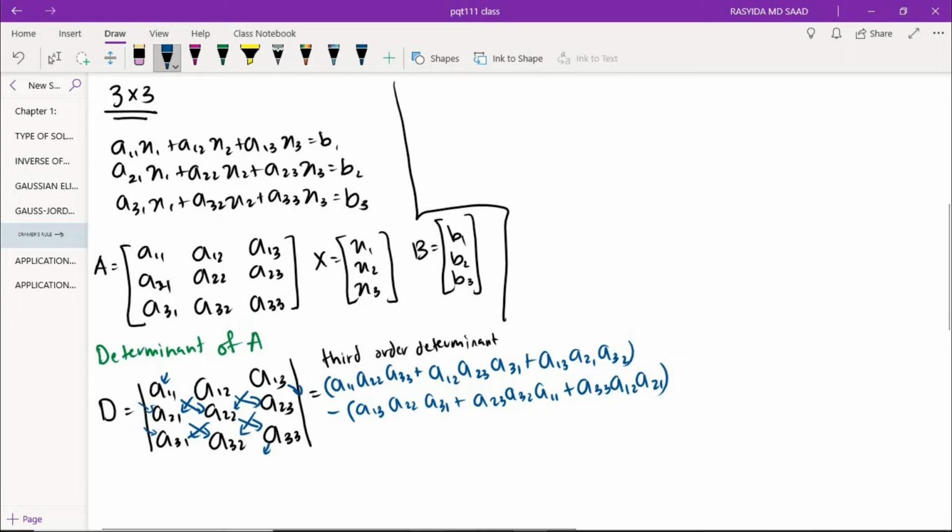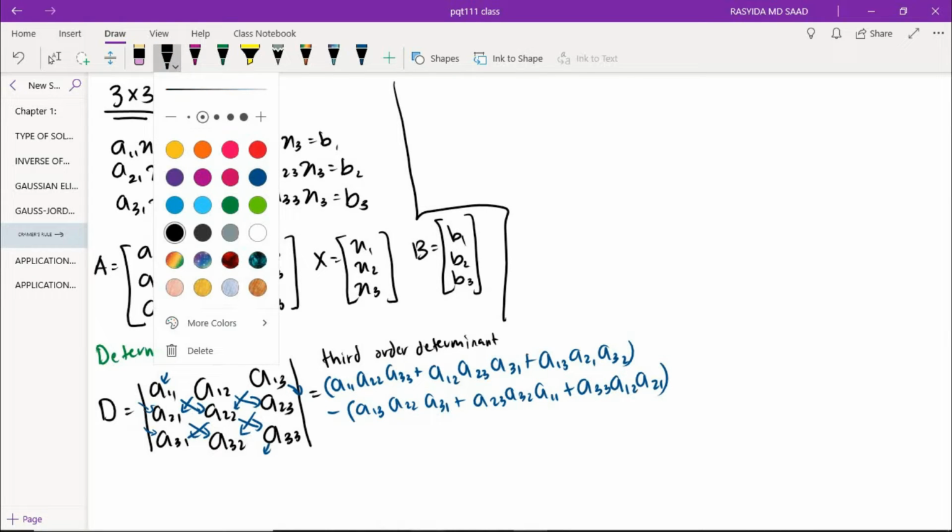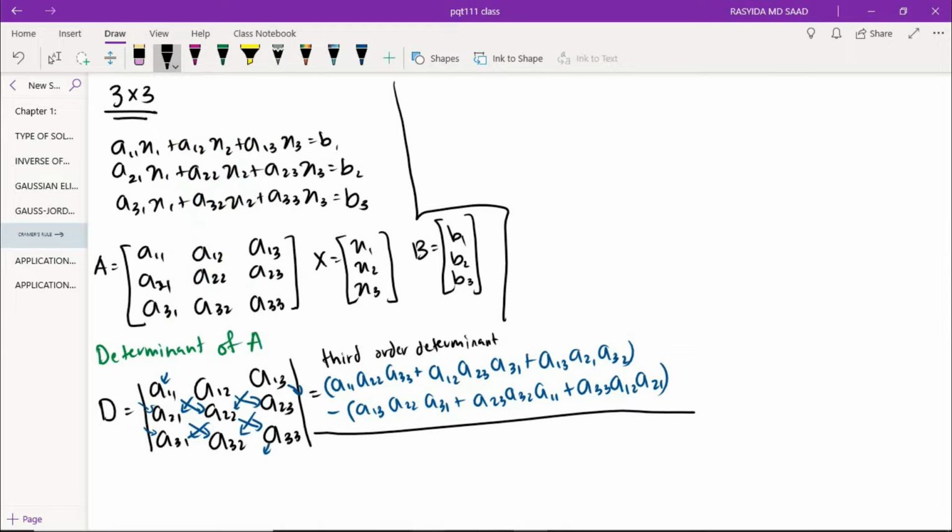Or you also can use the higher order determinant, the one I told you before. For example, let's say I want to expand along the first row. The determinant of matrix A will be equal to a11 C11 plus a12 C12 plus a13 C13.